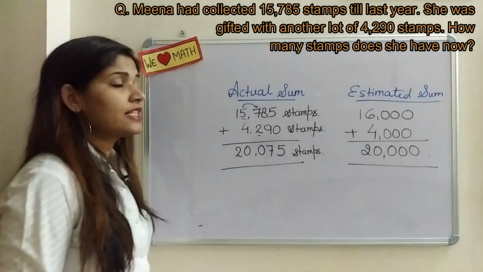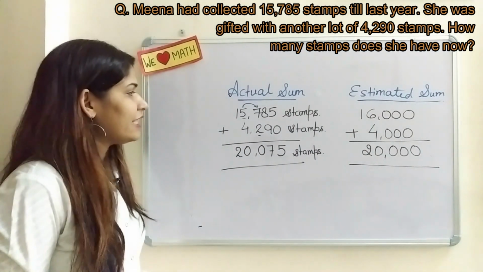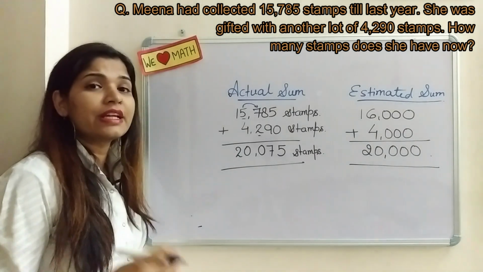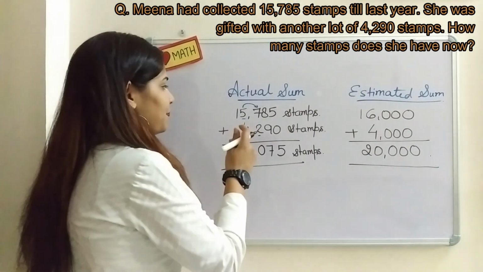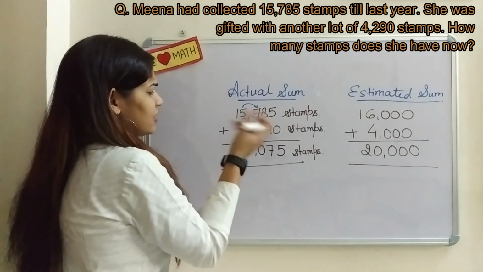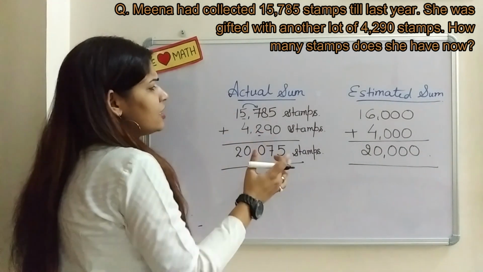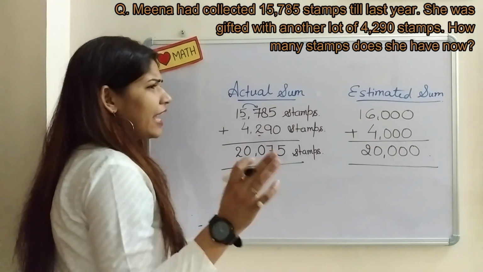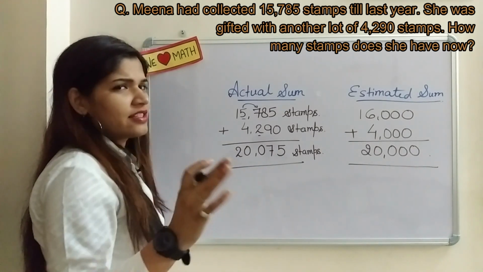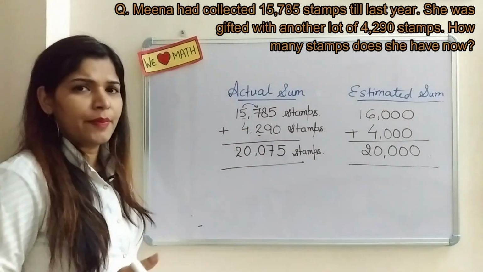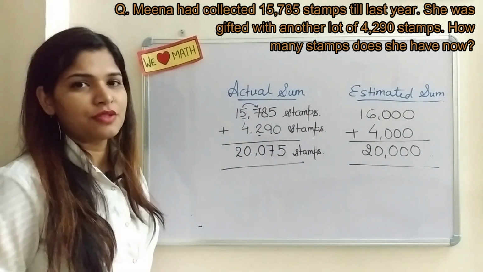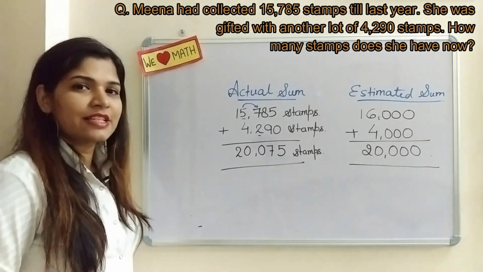So children, what is the need of doing estimation? The need of doing estimation is to quickly get your answers approximately. Like here it is clear 15,000 something was there, 4,000 something was there. So if we just find the estimation that yes, it is around 16,000 and 4,000, it will become approximately 20,000 stamps. So let us move to the next question, children.